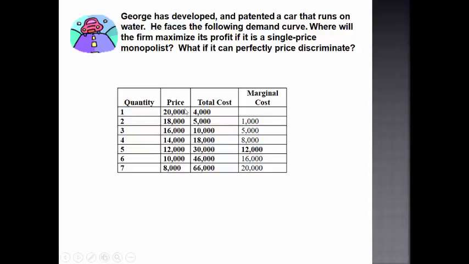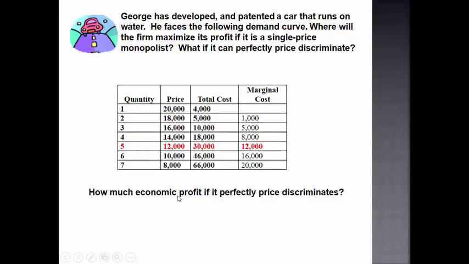He will sell the first one at $20,000, the second one at $18,000, the third one at $16,000, the fourth one at $14,000, and the fifth one at $12,000. Again, this is perfectly acceptable because each of these people is willing to pay that price.